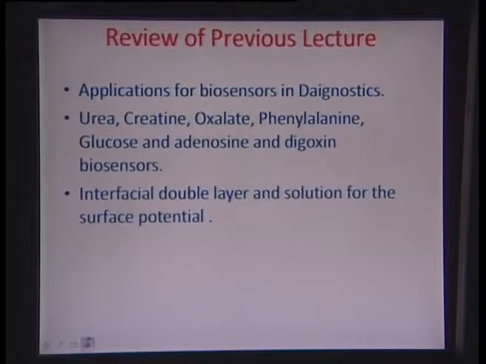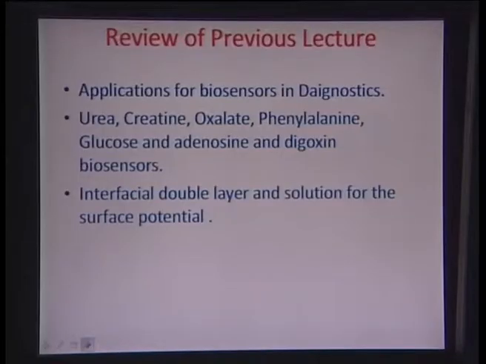Okay, so this is lecture 12. Talking about the last lecture, we tried to cover the following topics: application of biosensors in the diagnostics industry, particularly for metabolites of interest like urea, creatine, oxalate, glucose, adenosine, and so on. There are different gas-based sensors which are used for taking a blood sample and doing quick analysis of one or more of these metabolites in the patient's blood sample.